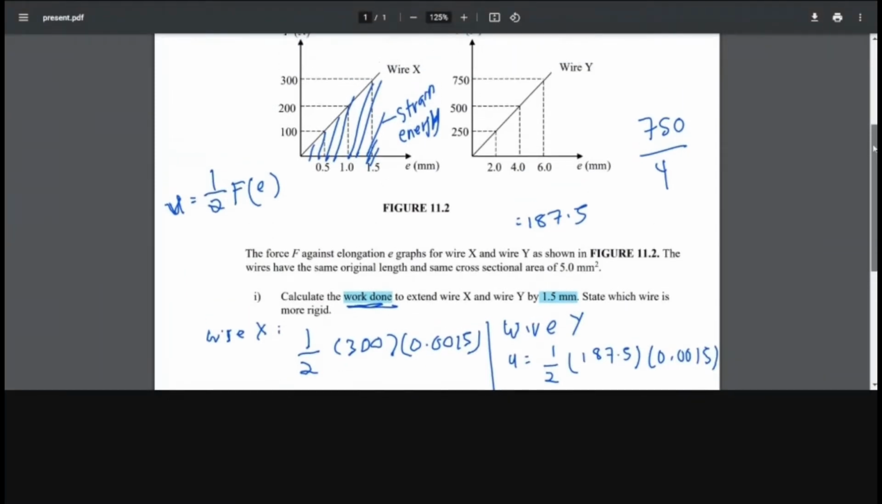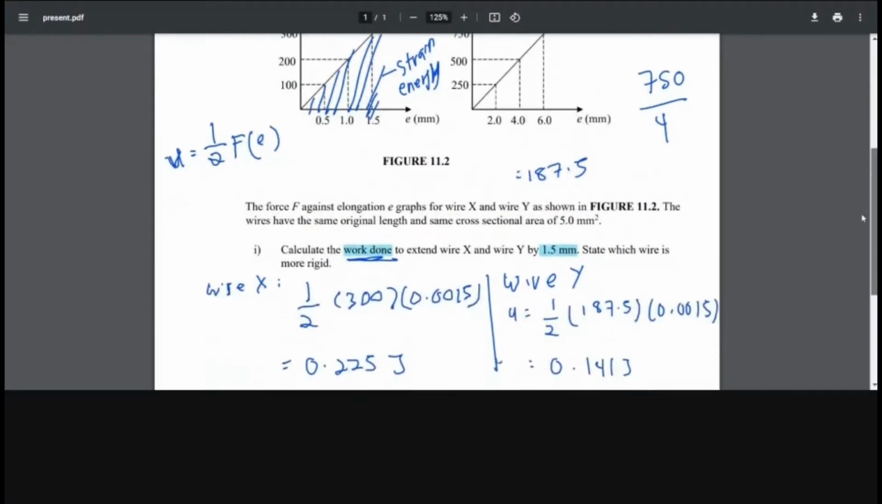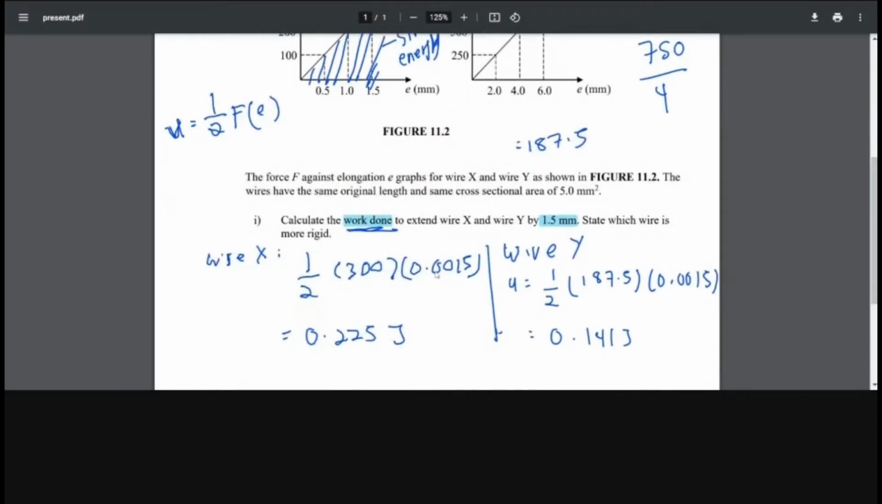Okay, the force F against elongation E graph for wire X and wire Y as shown in figure 11.2. The wires have the same original length and same cross-sectional area of 5 millimeter square. Okay, so we go through the first questions. Calculate the work done to extend wire X and wire Y by 1.5 millimeter.